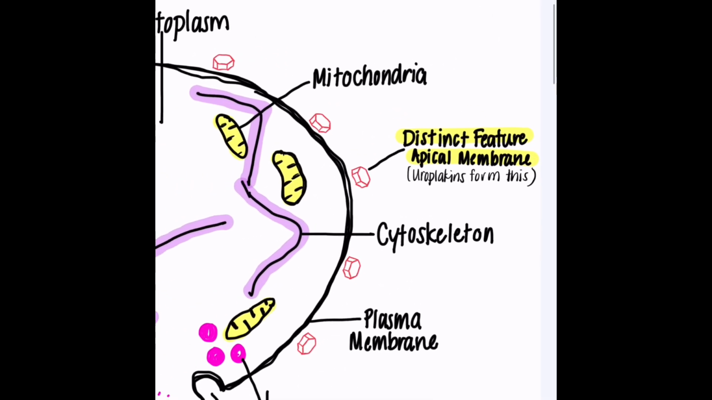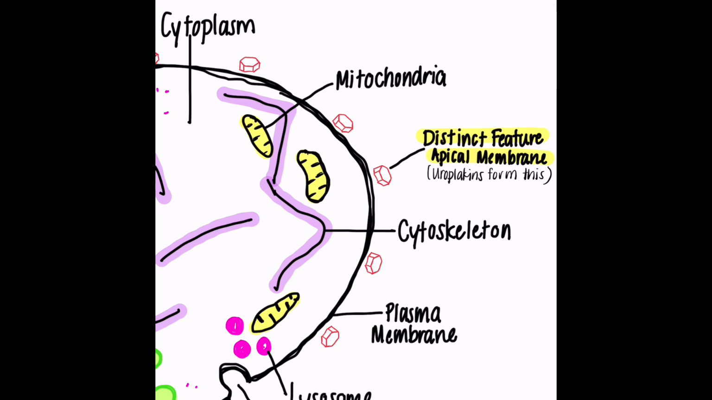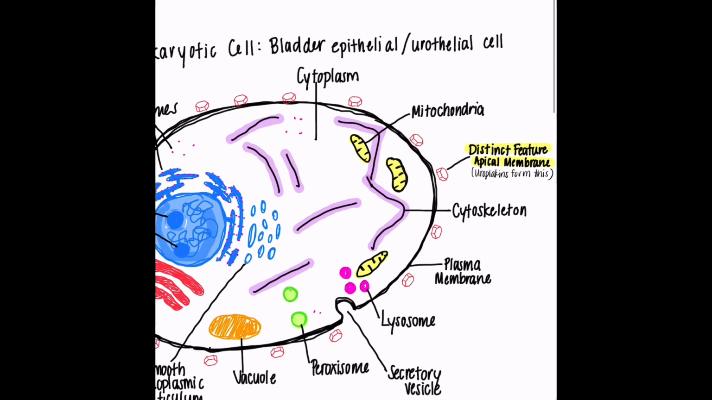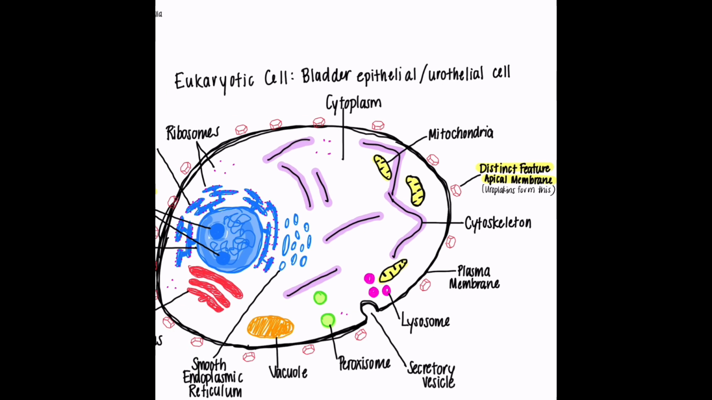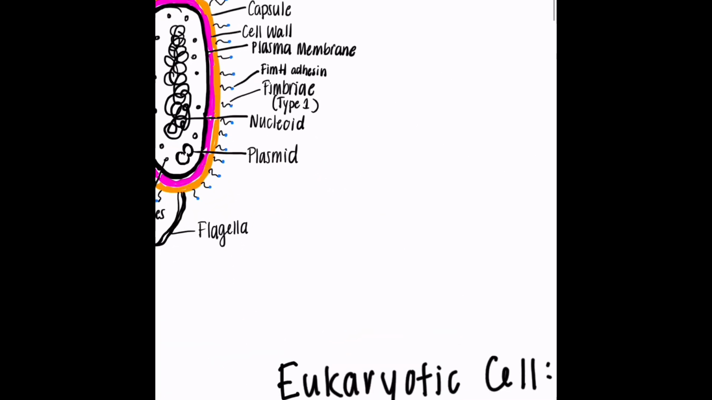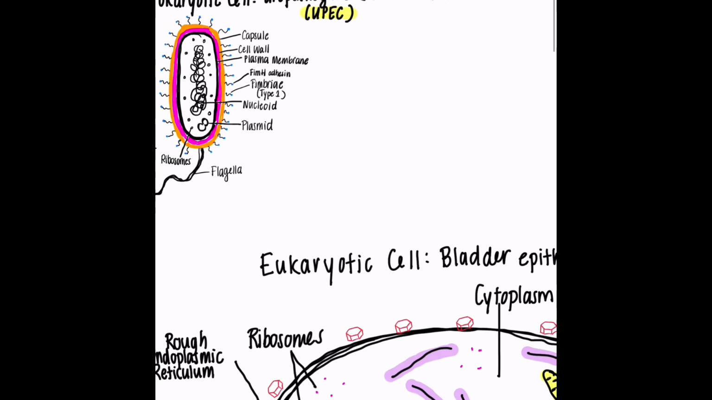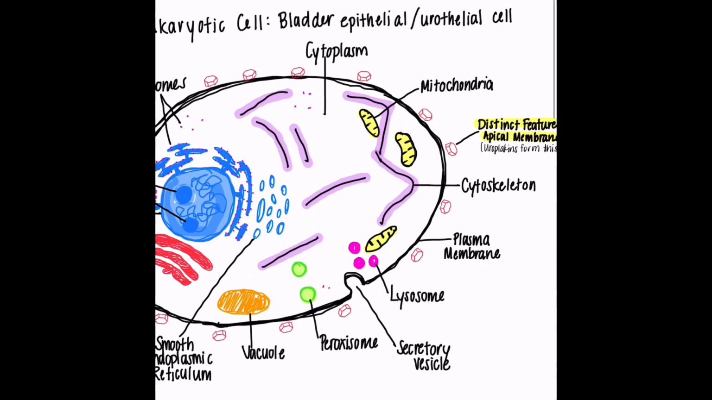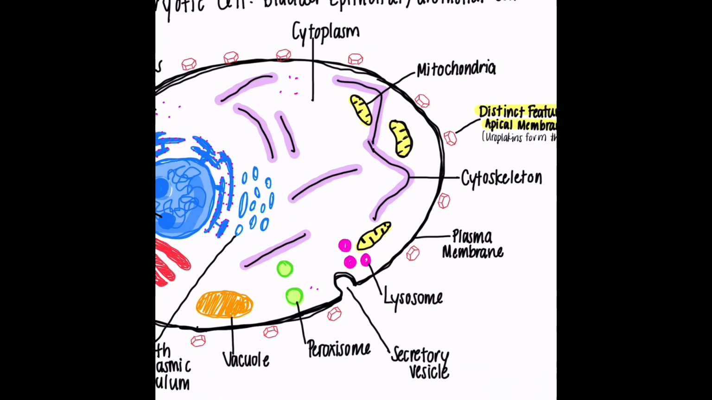The other distinct feature is this apical membrane. These are hexagonal plaques, which create a rigid protective barrier that prevents toxins and pathogens from penetrating the bladder wall. It is formed by these uroplakin proteins, which are essential components of the apical membrane. And these are where the FimH little guys will have the receptors, which are found on the uroplakin protein. So it all ties in together.